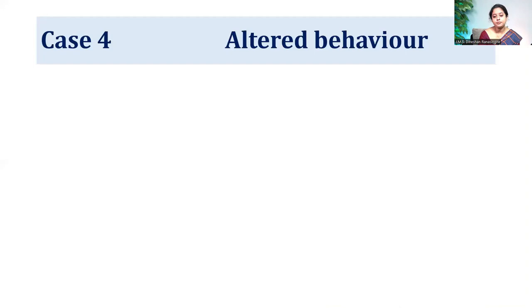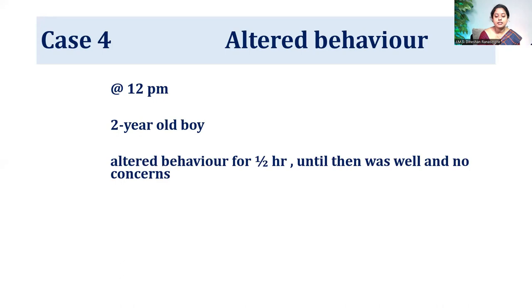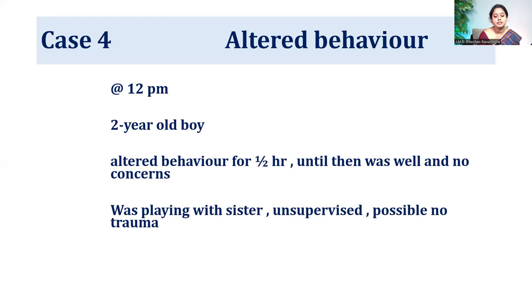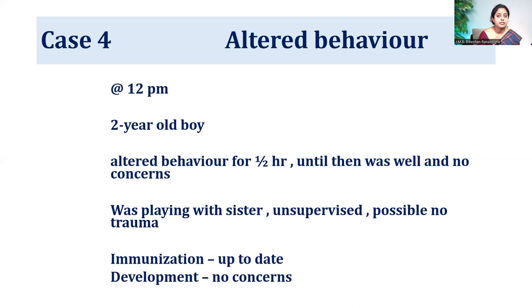Right, so we are moving to the next case. We have managed lots of adult patients. Now we are moving to a child who came with altered behavior. This happened at midday, and it was a 2-year-old boy. Parents mentioned that they noticed this boy was having some funny movements for half an hour. He was completely fine, a very active, well child, and was playing with his sister, but parents were not in the near vicinity, but they denied any possible trauma. Immunization and development, we didn't have any concerns.